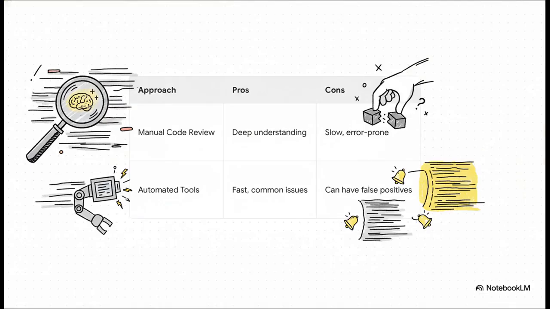So with the source code right in front of us, we have two main ways to go. We can do a manual code review, literally reading it line by line. Now, that gives you a super deep understanding, but wow, is it slow, and it's really easy for human error to sneak in. The other option is to use automated tools that scan the code for common mistakes. They are lightning fast, but they can sometimes raise false alarms.